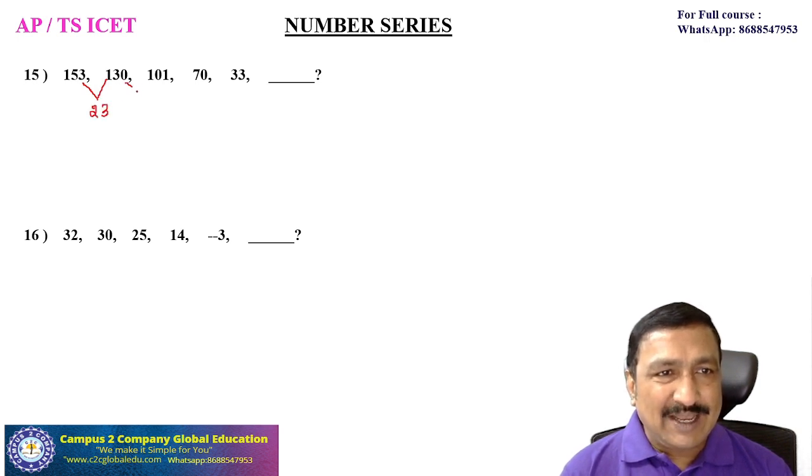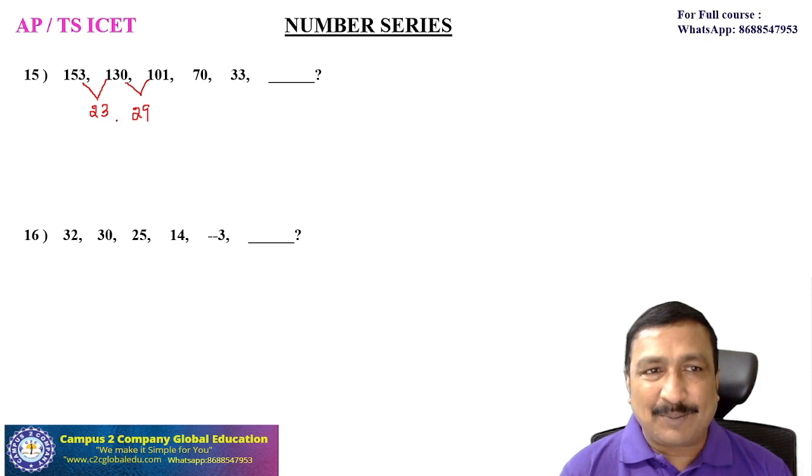And 130 and 101, how much is decreased? So here 29 is decreased. So 23, 29, immediately remember that these are the prime numbers, right? Suppose after 23, 25 or 27 comes, we can consider them as odd numbers or alternate odd numbers. But 23, 29, these are the decreased by prime numbers.